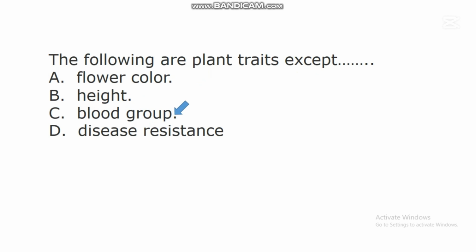Blood group. Plants have some traits associated with them. There are different traits that are found in plants. These traits include flower color, height, disease resistance, pest resistance, etc. But plants don't have blood, so blood group is not a trait in plants.